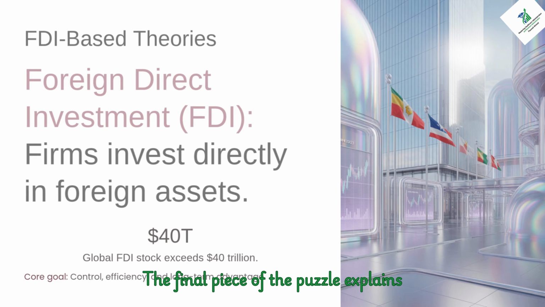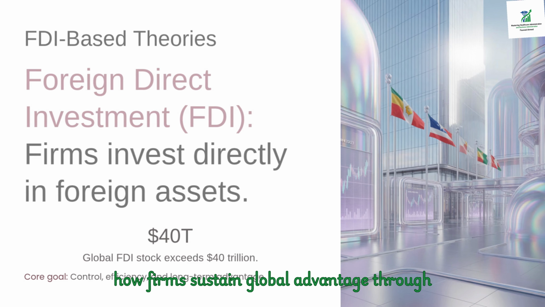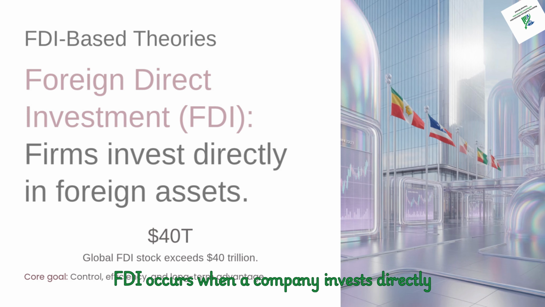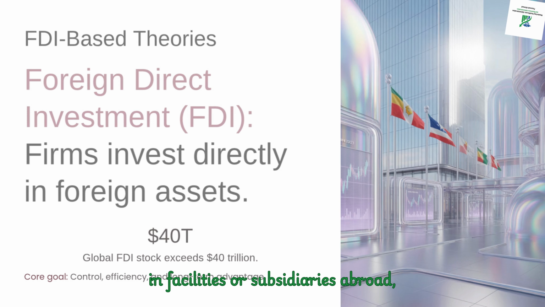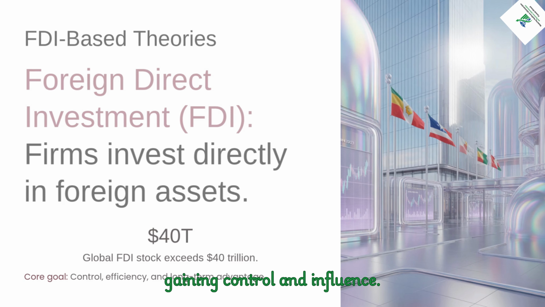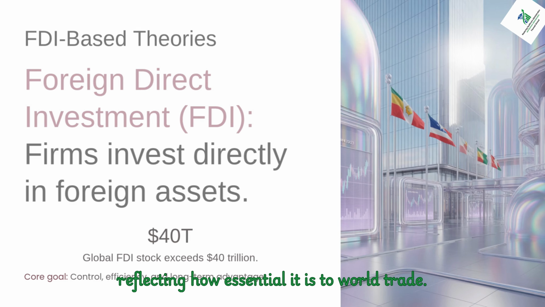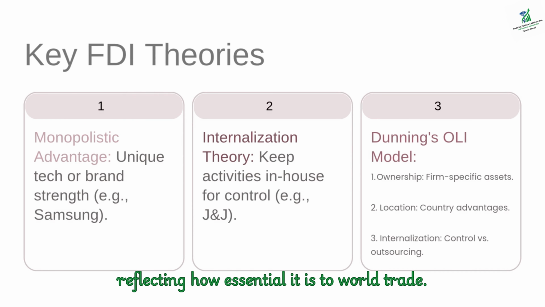Segment 4: Strategies for competitive advantage. The final piece of the puzzle explains how firms sustain global advantage through foreign direct investment (FDI) and strategic partnerships. FDI-based theories. FDI occurs when a company invests directly in facilities or subsidiaries abroad, gaining control and influence. Global FDI now exceeds $40 trillion, reflecting how essential it is to world trade.